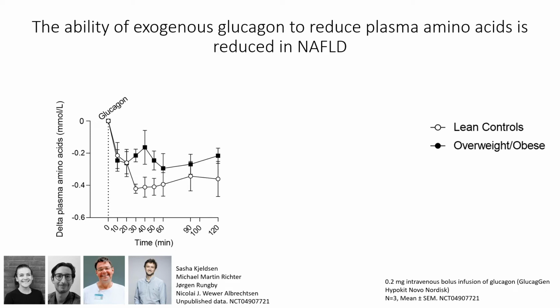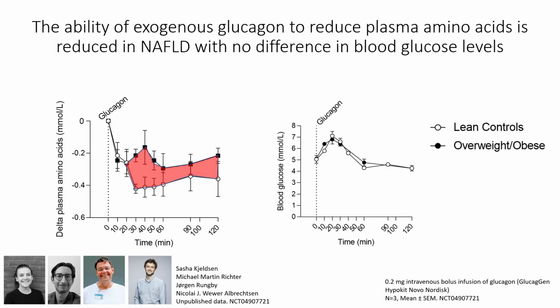And it's important here to mention that this is very preliminary data. This is only from 3 individuals per group. But it indicates that the obese and overweight individuals may be glucagon resistant towards the amino acid catabolism. Similar to what you've seen before, it doesn't look like they are resistant to the effects of glucagon on glucose production, here reflected by the blood glucose levels.